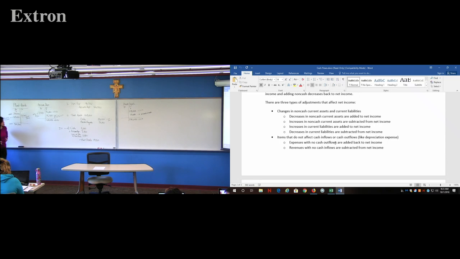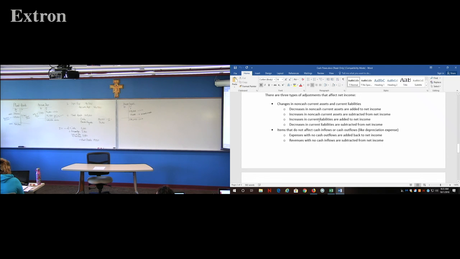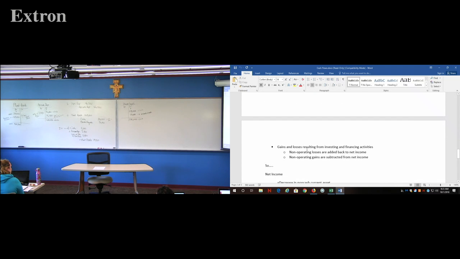Okay, now the loss, we'll find in that third category here, another type of adjustment that affects net income, gains and losses resulting from investing and financing activities. So a non-operating loss gets added back to net income. This is a loss, and it gets added back to net income. Net income's in the operating activity section, so that's going to be an O plus.